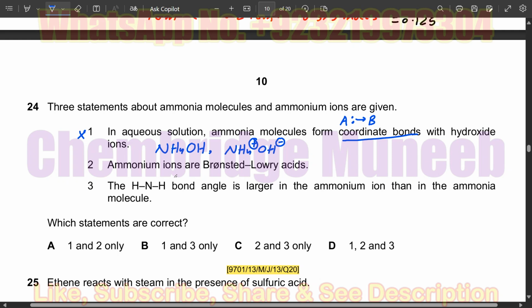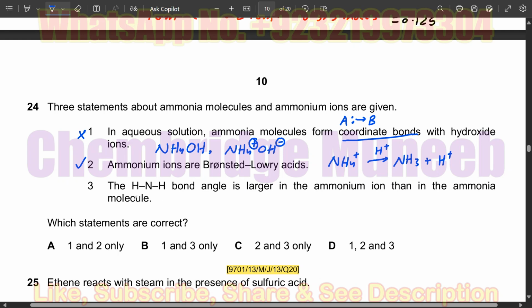Number two, ammonium ions are Bronsted Lowry acids. NH4 plus means whenever it reacts with any other species, suppose with a base, it would have to lose its hydrogen ion. It will lose its hydrogen ion and will become NH3 and hydrogen ion. Now the formation of the hydrogen ion is basically the property of an acid. Losing hydrogen ion is a property of an acid. So that's how this two is correct.